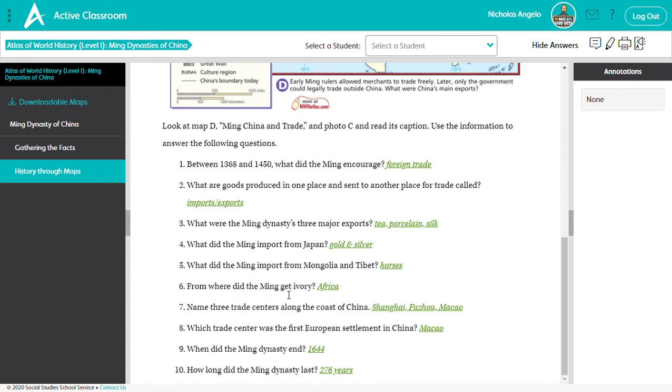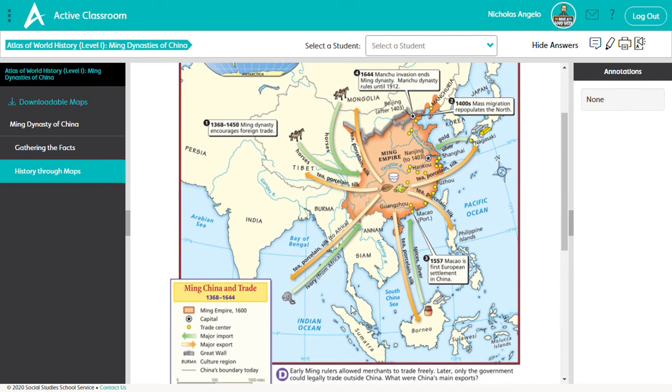6. From where did the Ming get ivory? So it says from where, meaning what place did they bring in ivory from? So you have to look. I told you ivory comes from the tusks of elephants. They gave you a little picture of elephants, and it says ivory, and it tells you it's coming from Africa. So Africa is not here, right? Africa is farther away, but they would have to bring it in on ships from Africa, importing to Asia.